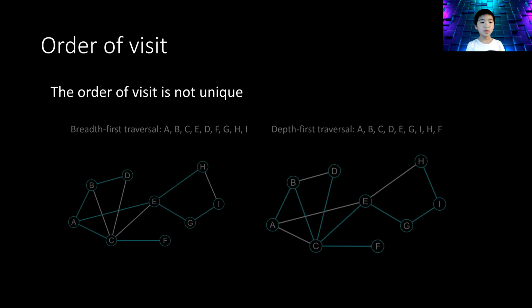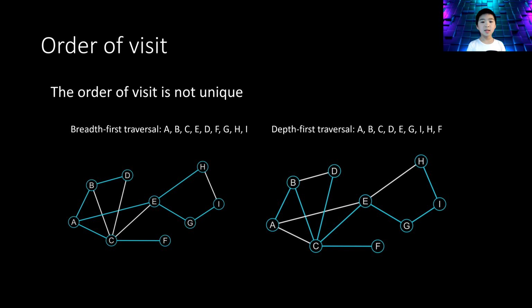So there's two ways to traverse the graph, and the result will be different. Even for each traversal, it can traverse in different orders, because as we discussed, it's flexible on which neighbor to visit first if there are multiple of them.